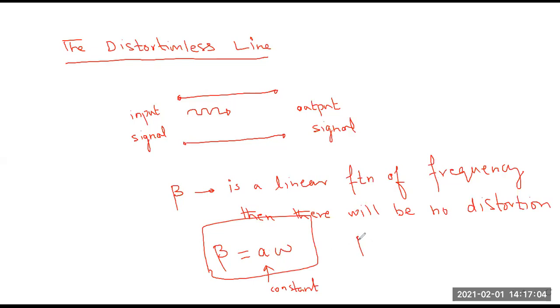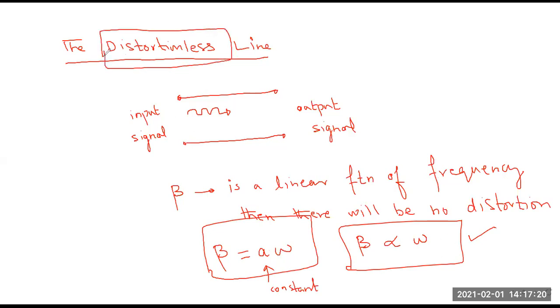So beta is directly proportional to omega. If the transmission line phase constant fulfills this criterion, then it will be a distortionless line. So if the output signal is distorted, then the transmission line is not fulfilling this criterion.